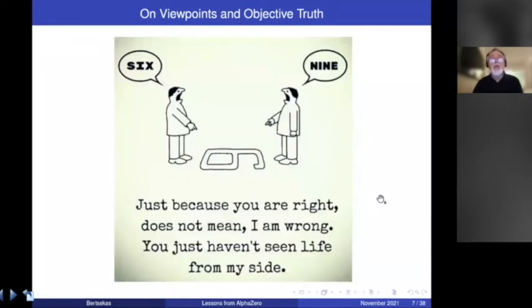Now, some of these viewpoints may be a little controversial and personal, so I thought of showing you this cartoon. These two people look at the same number, and this guy says it's a 6. But this guy insists it's a 9, and I think this cartoon may have some relevance to my talk today.